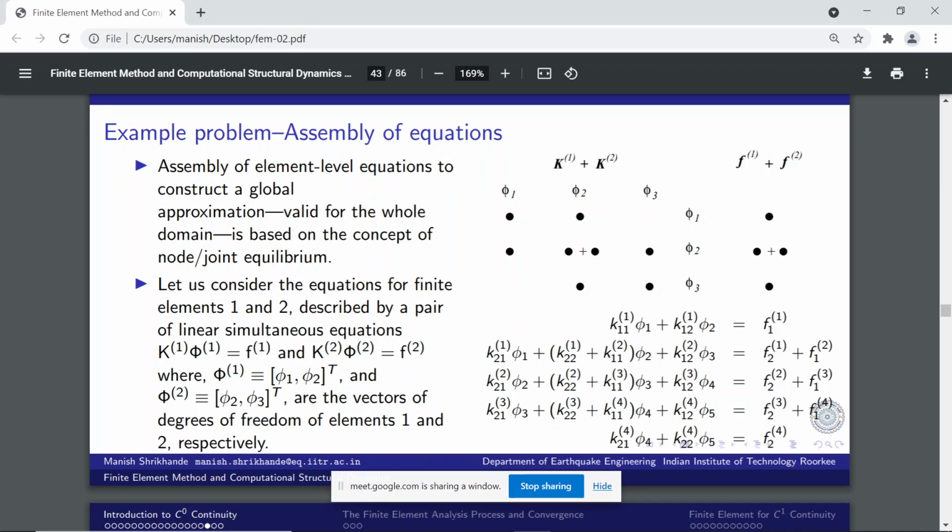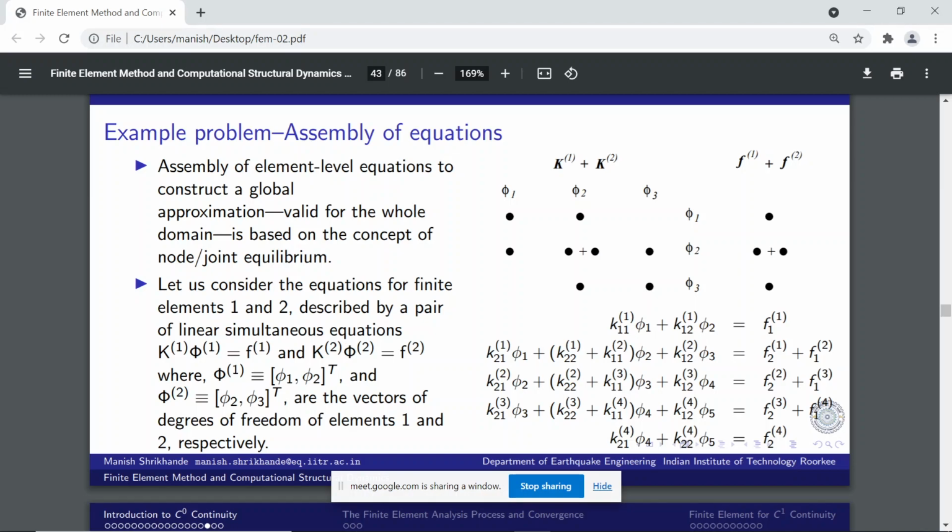So if I look at these equations, the first row refers to k11 of element 1 multiplied by phi 1 plus k12 of element 1 multiplied by phi 2 is equal to f1 of element 1. Then this is k21 of element 1 multiplied by phi 1, and then this is k22 of element 1 plus k11 of element 2, right? So k22 plus k11 because both of them multiply with phi 2, the primary variable at node 2. And this one is of course k12 of element number 2.